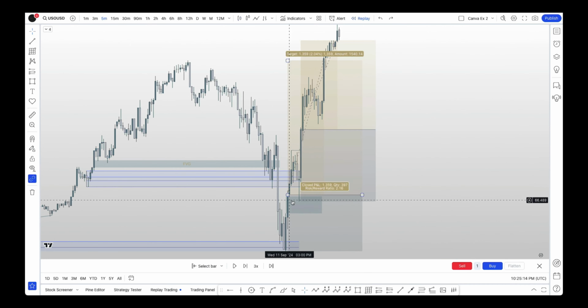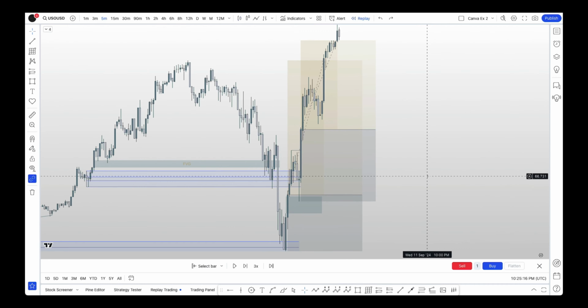Like waiting for a change of character, a break of structure, and then a retracement into a fair value gap or an order block can really save you. Because if you're trading on the lower time frame, you need more data. Remember, on the 1 minute, each candle is only 1 minute worth of data, so it's not very much data. It's not really that reliable, especially if you're looking at one candlestick, like an engulfing candle. You need more data to make sure that you're not going to get screwed over. And even then, again, this is not 100% foolproof.